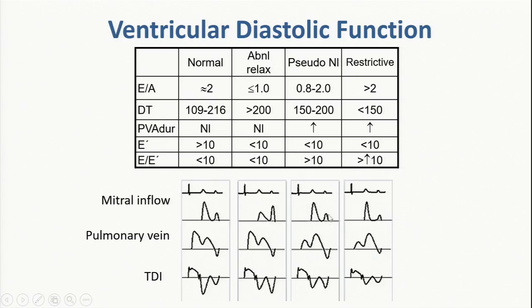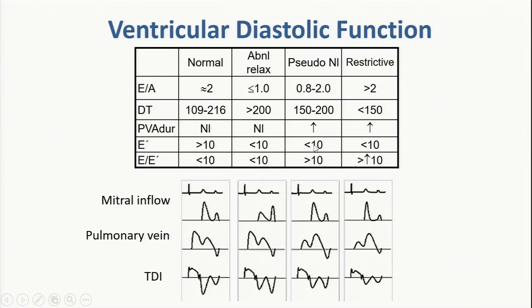The problem here is this kind of looks like the normal. However, it's not normal. You're in your transition from this abnormal relaxation phase to this restrictive phase. So the question then came up, well, if I see this type of mitral valve inflow, this E to A, how do I know whether it's the normal or whether it's this pseudo-normal on the way to restrictive? And so there are some indices that can help you distinguish that.